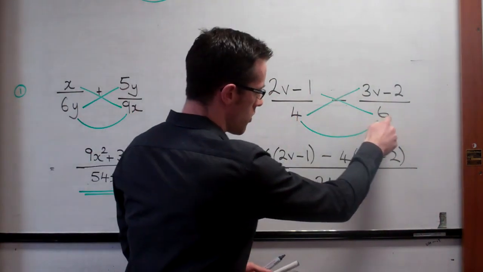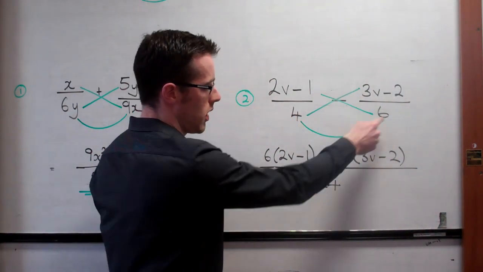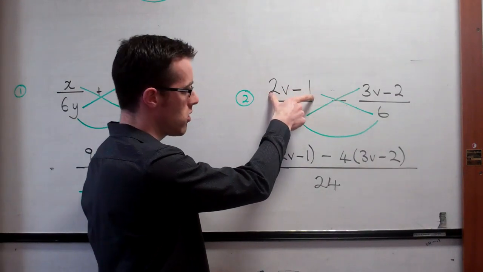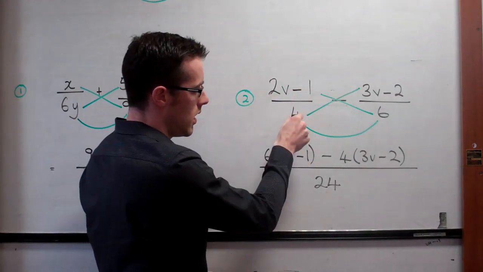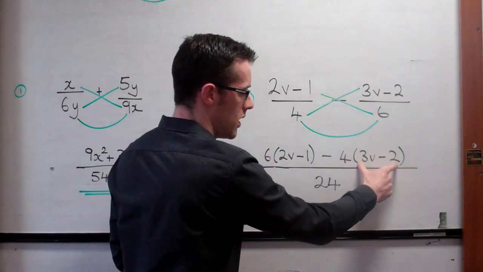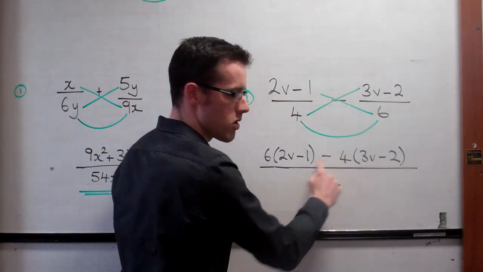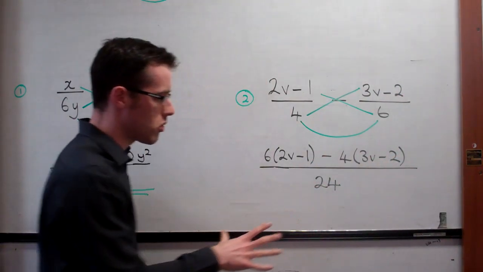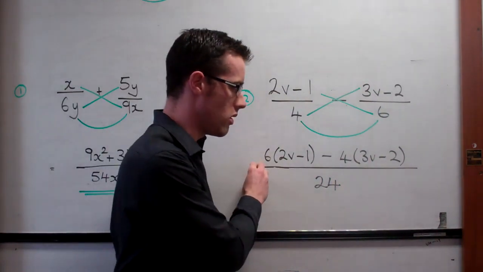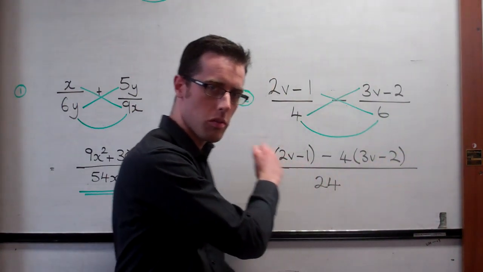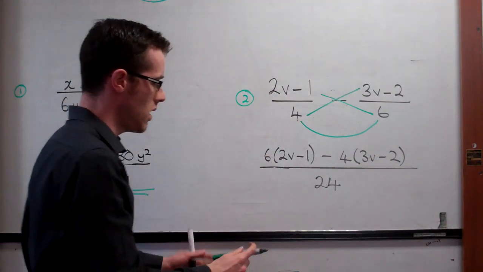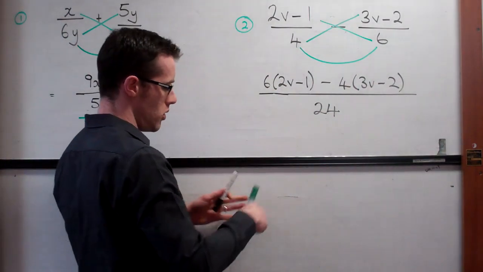So our smile gives us 24, so 4 times 6 is 24, and then 6 multiplied by this expression, 2v minus 1, is here, and then 4 multiplied by this expression here, and the subtraction sign just stays in the middle. So as long as we can construct this, then all we need to do is simplify the top line, so we're multiplying out the brackets. So remember how we do that?